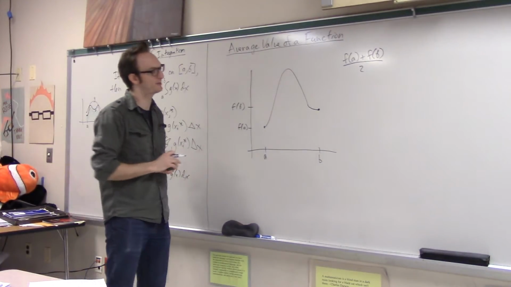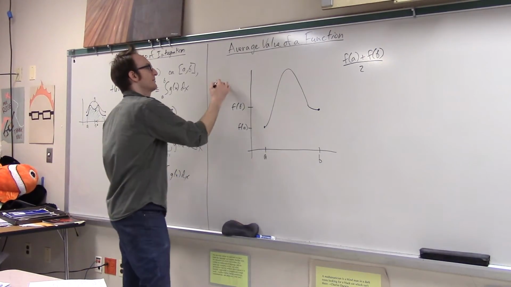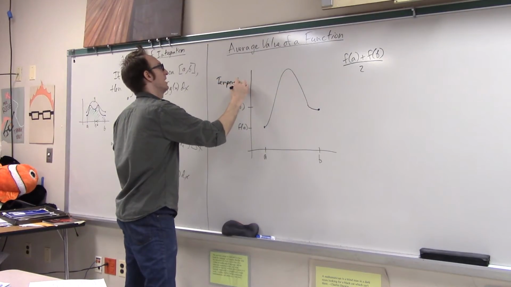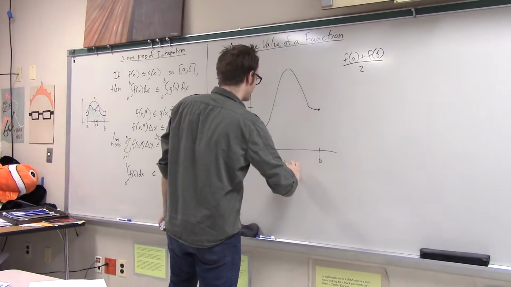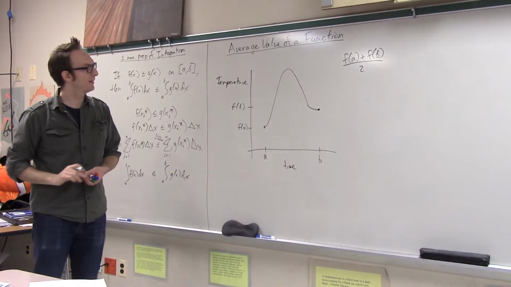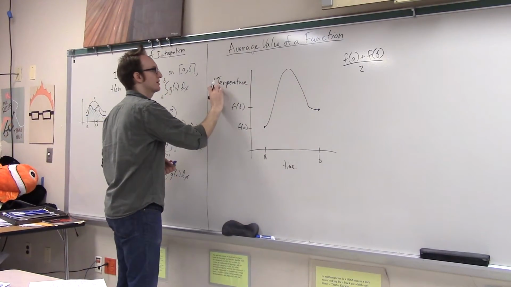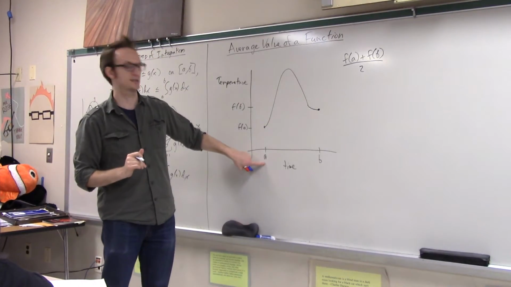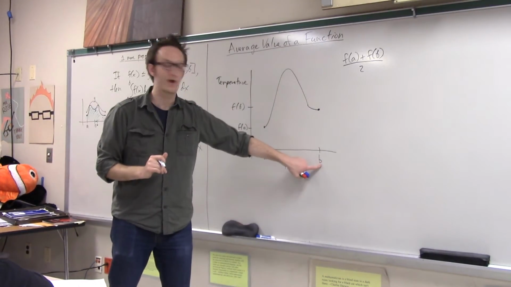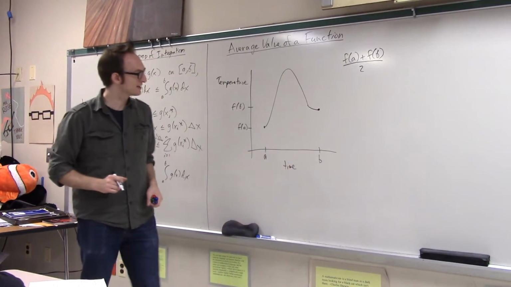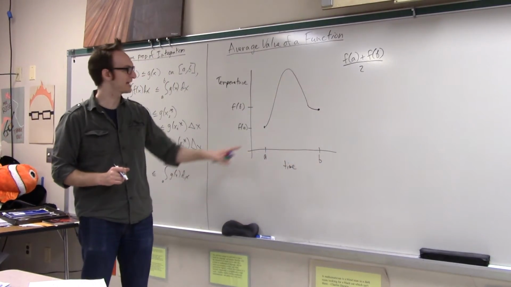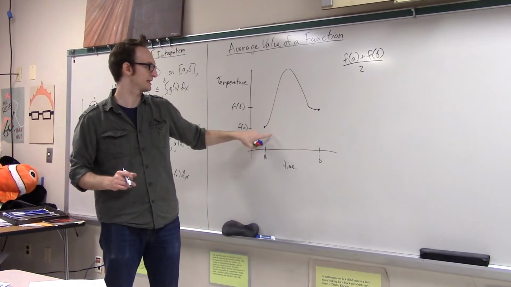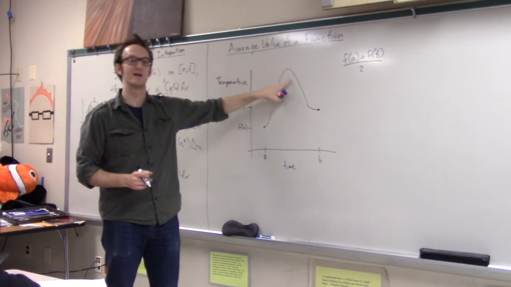Maybe it's good to get a particular thing in mind. Suppose this is a graph of time versus temperature. Then we're talking about a particular day. Say A is like 6 a.m. and B is like 8 p.m. A day happened and the temperature changed throughout the day. The sun comes out, it gets hotter, then it gets cooler again.